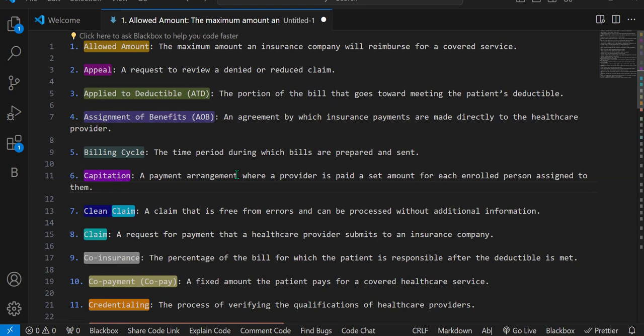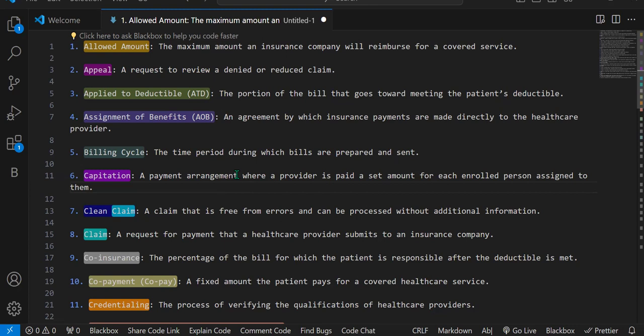The second one is appeal, a request to review a denied or reduced claim. For example, you send the claim to the insurance company. If it is denied for the CPT, diagnosis or modifier code, then it will be denied for so and so reason. Or you can appeal for reduced claims. You are expecting $100, but you got only $50. Then you are appealing: why did you give only $50? Why don't you give the $100?